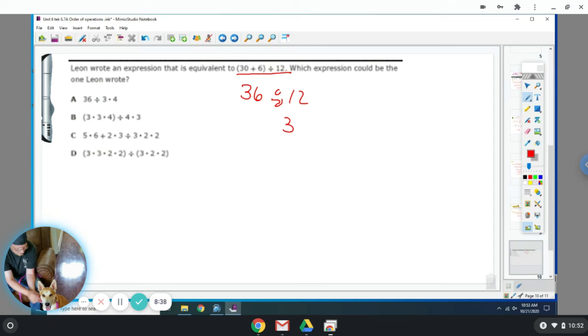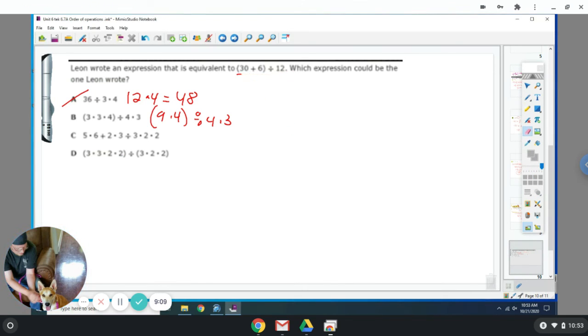So this one's 36 divided by 3 is 12, times 4 is 48. And that's not the same. Next one is 3 times 3, which is 9. So now you have 9 times 4 divided by 4 times 3. Let me get some room. This equals 3. So 9 times 4 is 36, divided by 4 times 3. Same thing up here. We already know that equals 48. So that doesn't work.